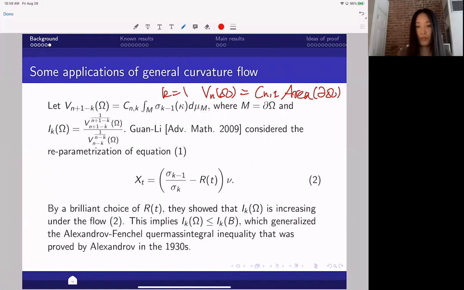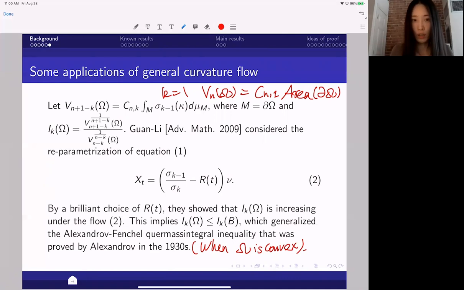This generalized the Alexandrov-Fenchel quermassintegral inequality, and the original inequality was proved by Alexandrov in the 1930s. What he proved is only true when omega is convex. But Guan and Li proved it for omega that is k-convex and star-shaped.